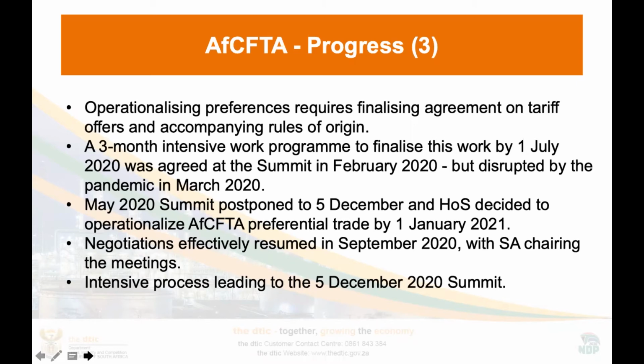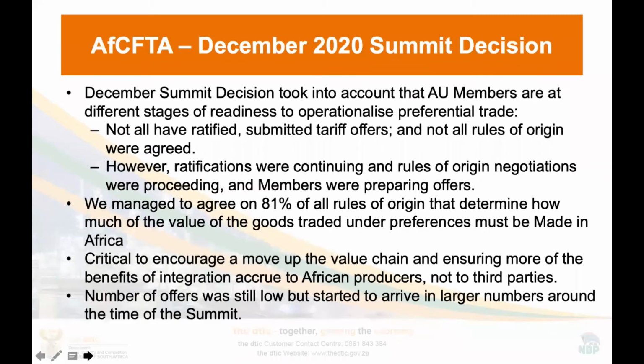So thus far, we have managed to ensure that 81% of rules of origin are finalized. So now we need to move towards the 90%. And critical to this is we want to move up the value chains and ensure that there is integration in terms of producers on the continent, and that the benefits accrue mostly to African countries and not more to external parties outside the continent. If we move to the next slide.